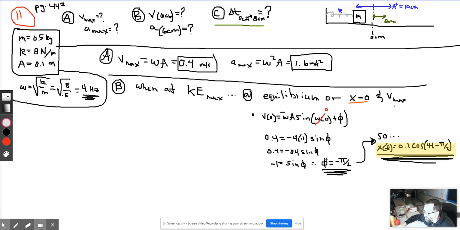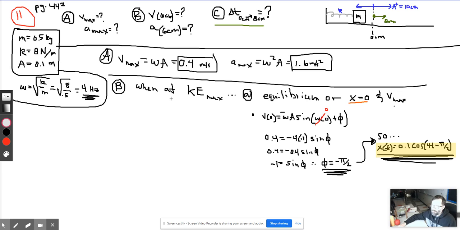That forces phi to equal negative pi over 2. So now I can write my equation. X as a function of time is equal to the amplitude 0.1 times cosine of omega t, so 4t, minus my phi, which is negative pi over 2. Now I have a fully descriptive equation for anything I can talk about for this oscillating system.